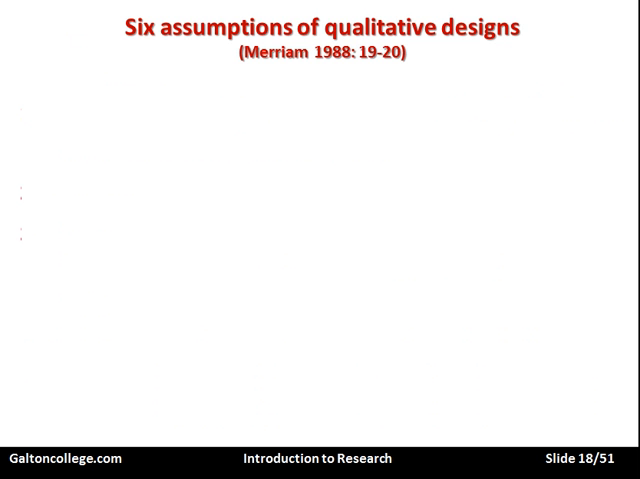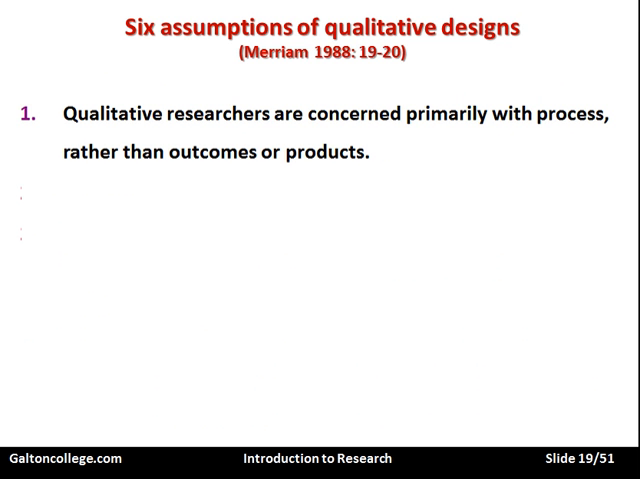Now, there are 6 assumptions in qualitative design. Qualitative researchers are concerned primarily with process rather than outcomes or products. The qualitative researchers are looking at the process of the research itself, and they need to be skilled in dealing with the process of research, skilled, I should say, in asking questions and looking at the context of the research and taking issues into account as the research is being processed and being conducted.